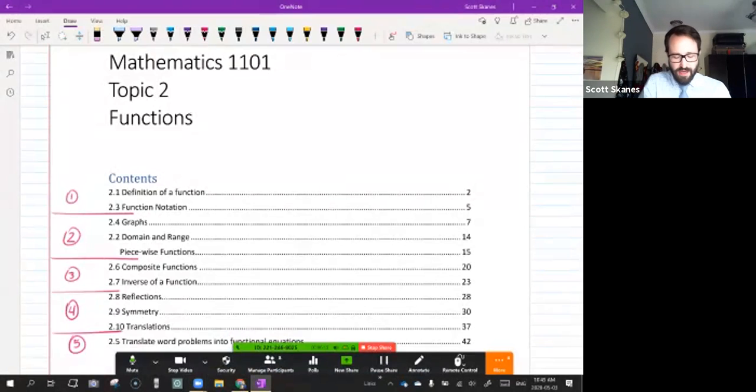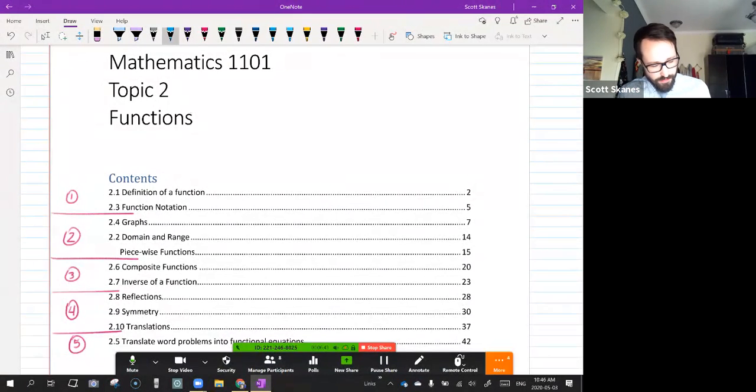So hopefully you've accessed this on D2L already. If you haven't, at least go to D2L if you can and grab the notes, or at least have a notebook, because anytime I'm writing things, you should probably write it down too. I try to make it as clear as possible that way. Today we're just going to cover this little portion, which is the definition of a function and function notation.